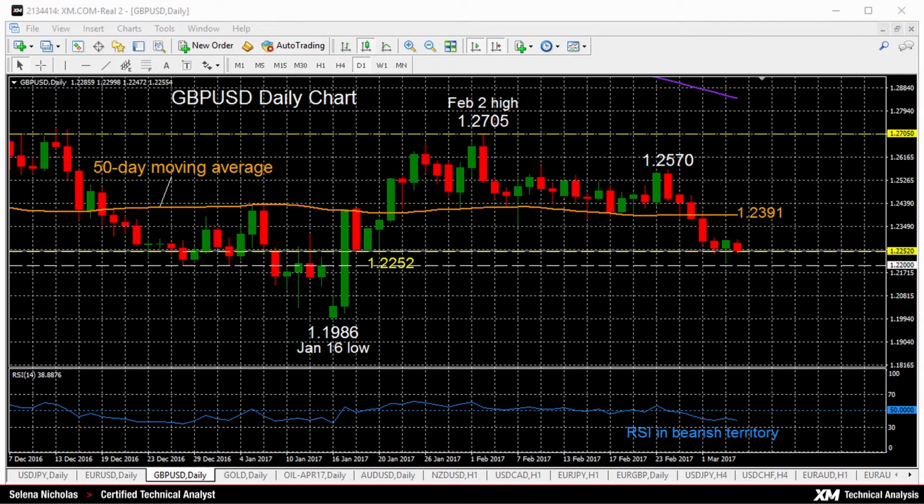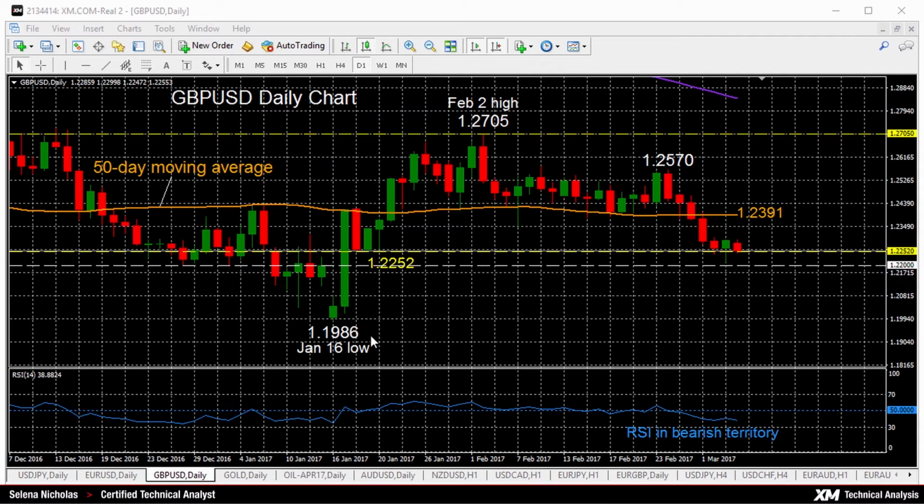Now let's take a look at pound dollar. We're on the daily chart. We can see that pound dollar has turned bearish, especially after breaking below the 50-day moving average. At the beginning of March, we saw a sharp fall, and prices are testing the 1.2250 area, 1.2252, and there could be further weakness towards the key level of 1.22, with scope to target the January 16 low of 1.1986.